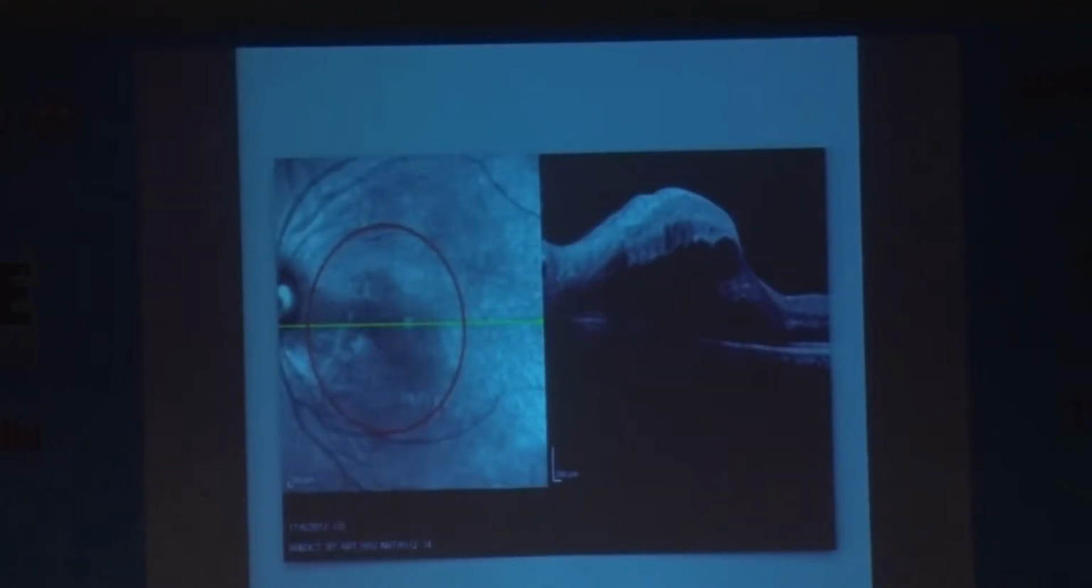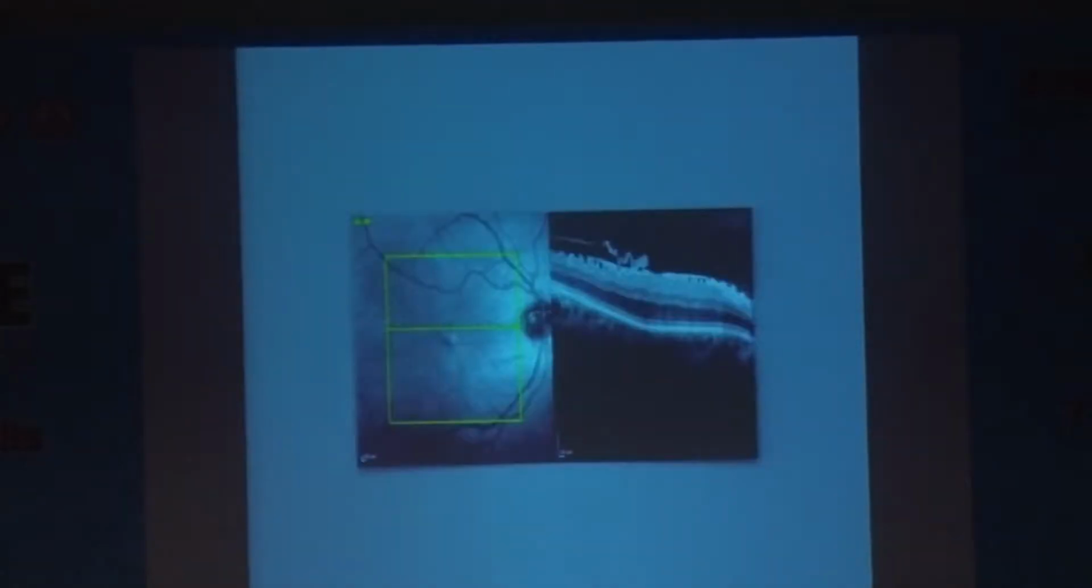Fluid is an absorber of infrared reflectance, so it should appear as a dark area. So this is a case of a tributary retinal vein occlusion with retinal edema. An epiretinal membrane is seen as a hyporeflective area with ILM striae seen radially going around.